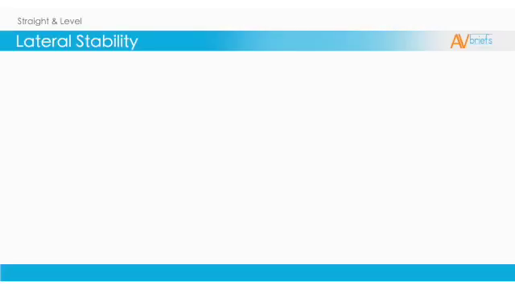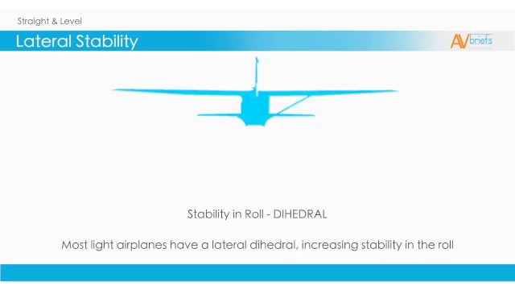Lateral stability involves the stability around the lateral axis. This does not mean it is pitching around the lateral axis. Instead, it is really pitching around the longitudinal axis, but is regarding stability around the lateral axis. To create stability, we can again use dihedral. Most light airplanes have a lateral dihedral, increasing stability in the roll, as we'll discuss now.